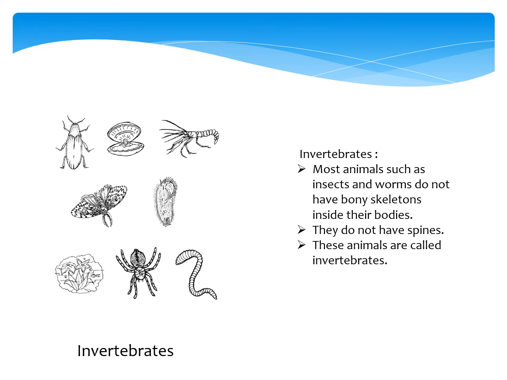Now, the second group is invertebrates. There are some examples of invertebrates given in the slide. Most animals such as insects and worms do not have bony skeletons inside their bodies. They do not have spines to support their body. These animals are called invertebrates.